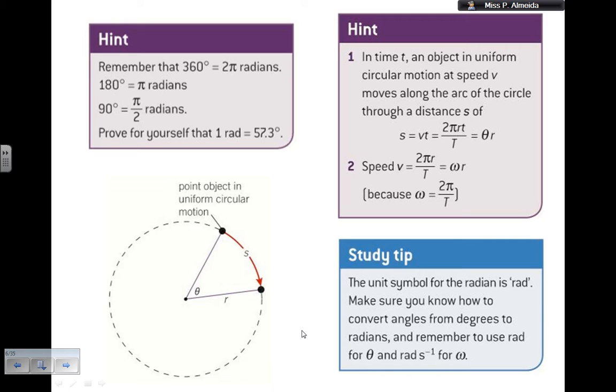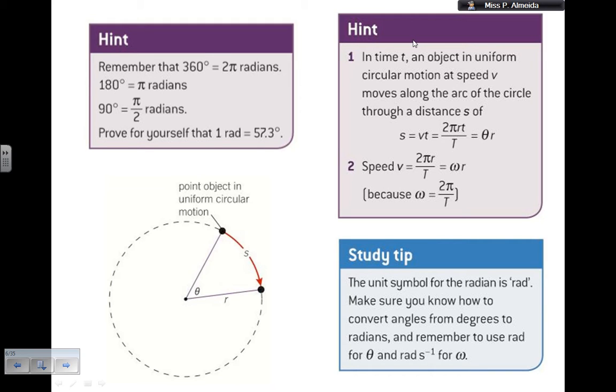So a full circle, which is 360 degrees, is equal to 2 pi radians. So that means that half of a circle, 180 degrees, is pi radians. And a quarter of a circle, which is 90 degrees, is going to be pi over 2 radians, okay? So by following this, you can prove yourself that 1 radian is 57.3 degrees. If you want, you can simply memorize this, and then you can convert from radians to degrees and degrees to radians as much as you want, okay?